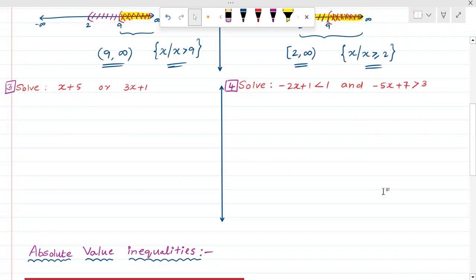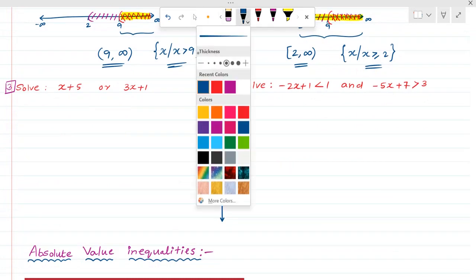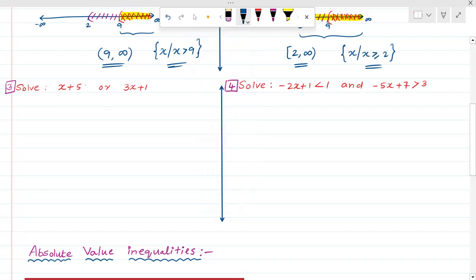Similarly, here we will have x plus 5. The question is not clear here, so it is more than or equal to minus 1, and it is less than or equal to minus 1. Let us check what happened here. Therefore, I will solve this one. X, move here, it becomes minus 6, or 3x is less than or equal to minus 2, so x is less than or equal to minus 2 over 3. And here x is more than or equal to minus 6.